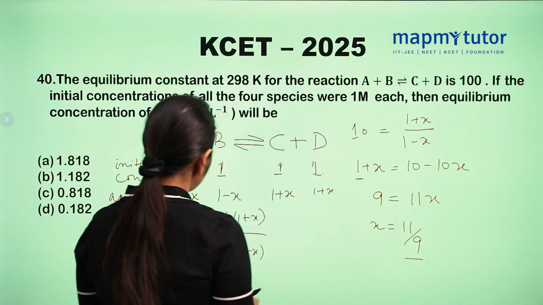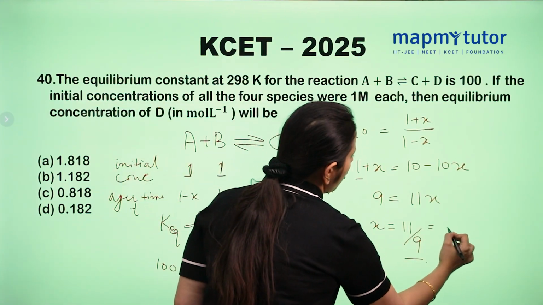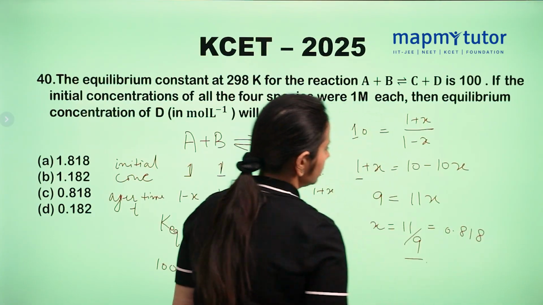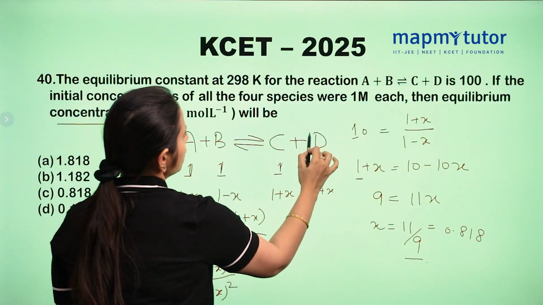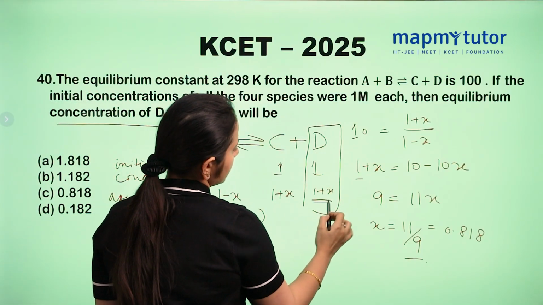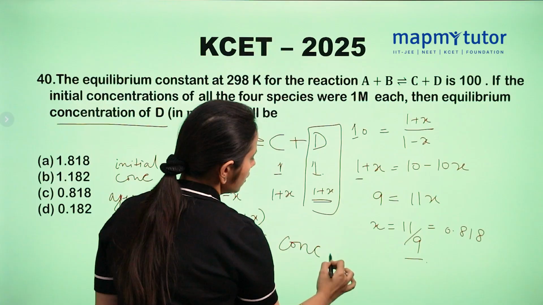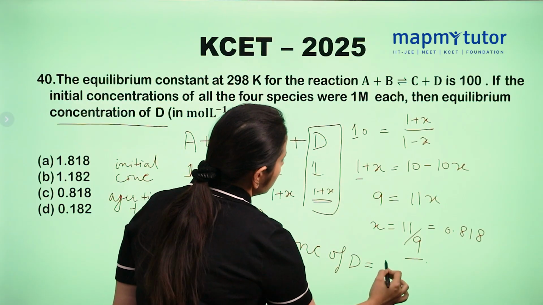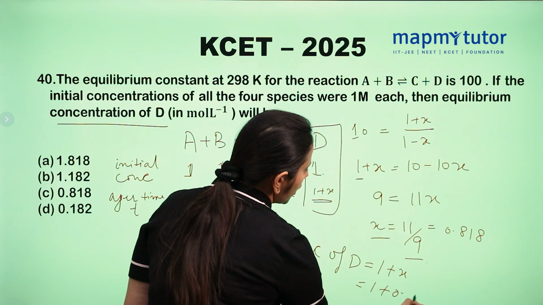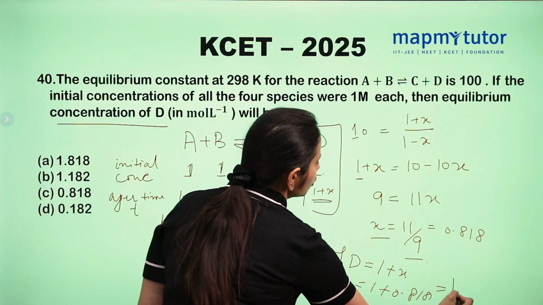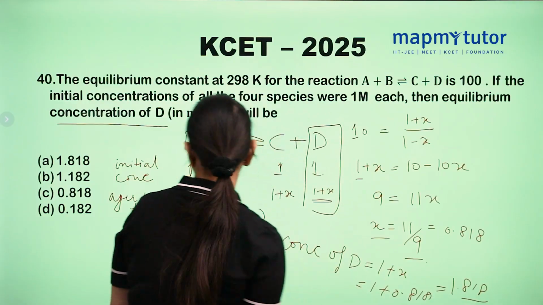Okay. When we put the value of this, it comes out to be 0.818. And the question is asking about the concentration of D. For D, it is 1 plus x. So, the concentration of D is 1 plus x. Then here x is 0.818, so it comes out to be 1.818 is the right answer.